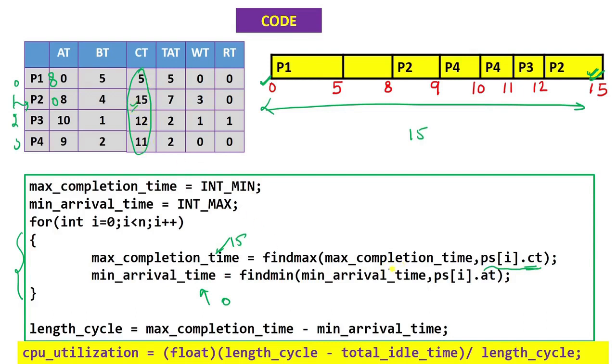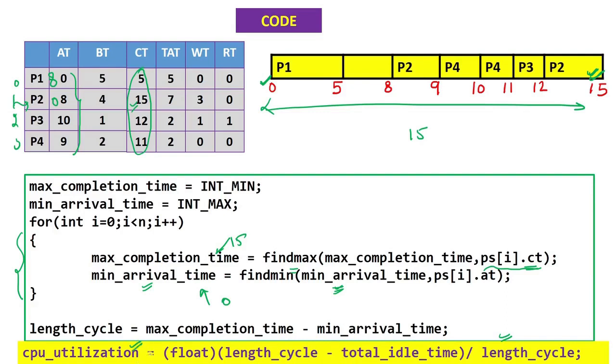You can apply this by yourself. This is the function that is finding the maximum completion. In the same way we are finding the minimum arrival time from this array, and this minimum arrival time variable will be storing the minimum arrival time. Finally we will be subtracting the minimum arrival time from the maximum completion time to find the length of the cycle. Then we will be using this formula to find the CPU fraction.